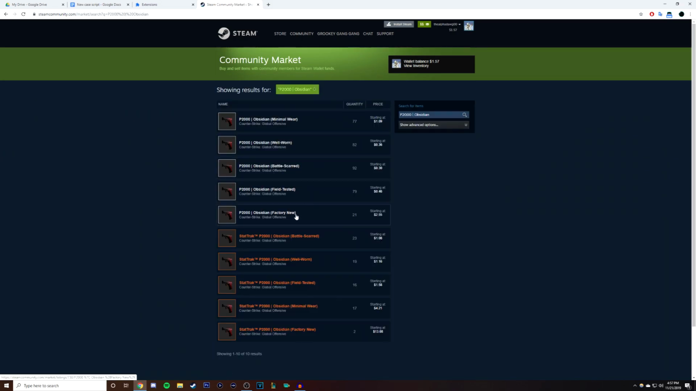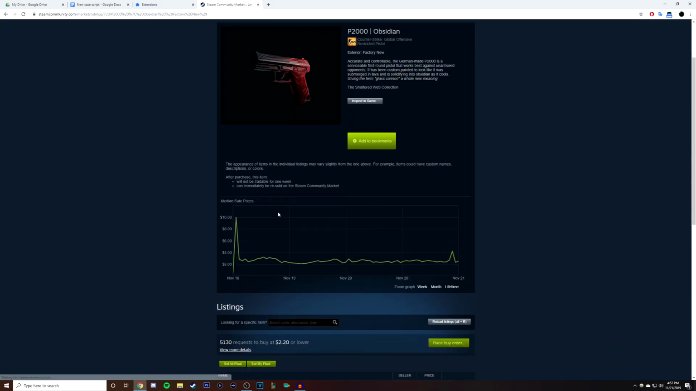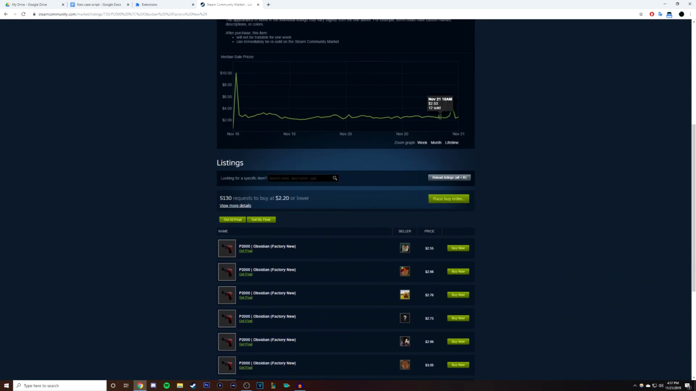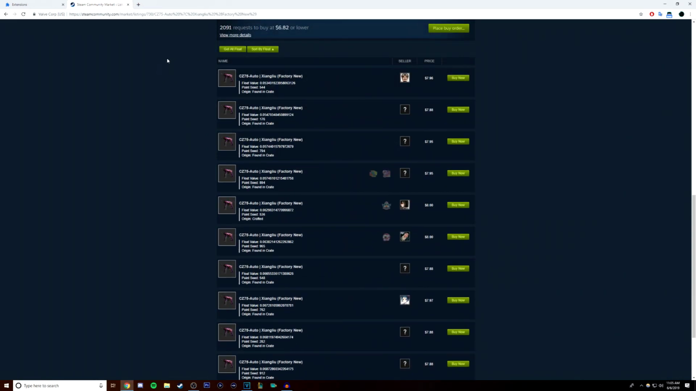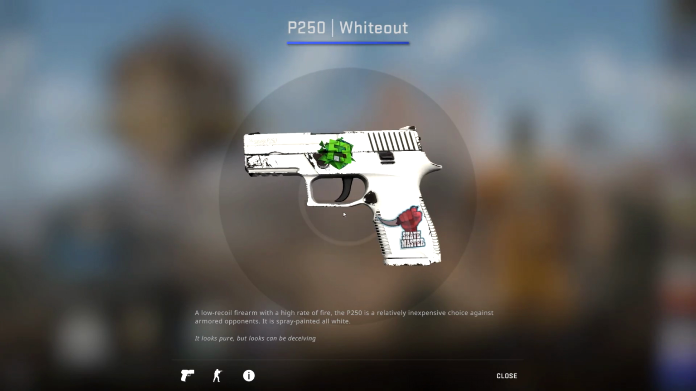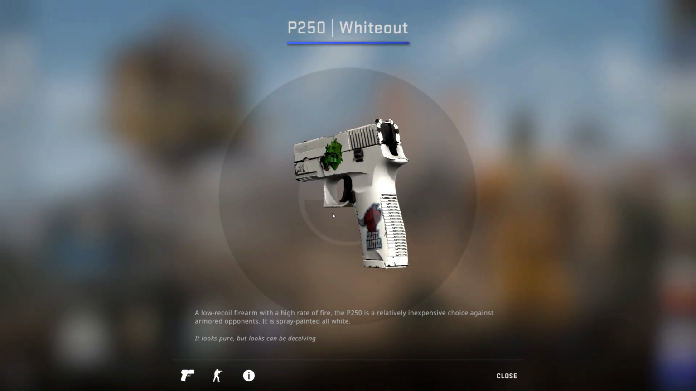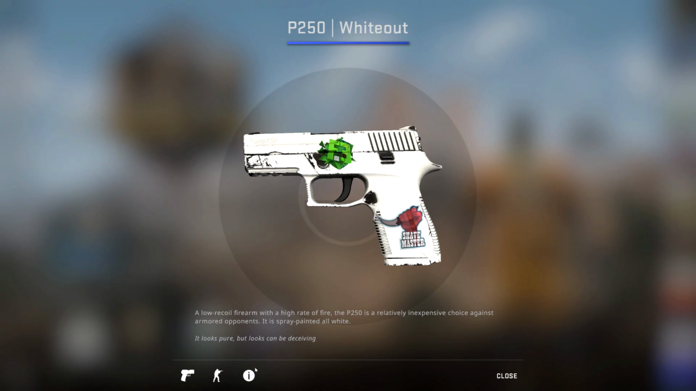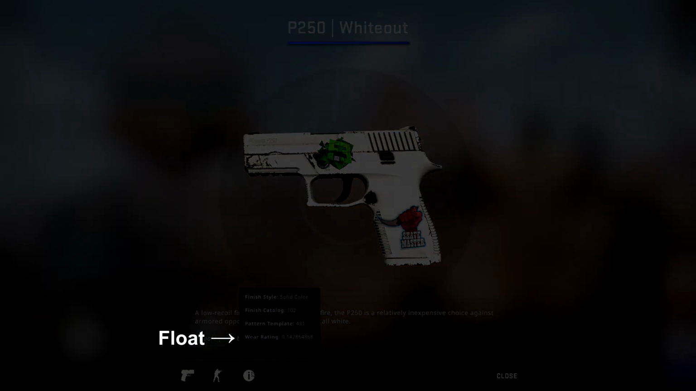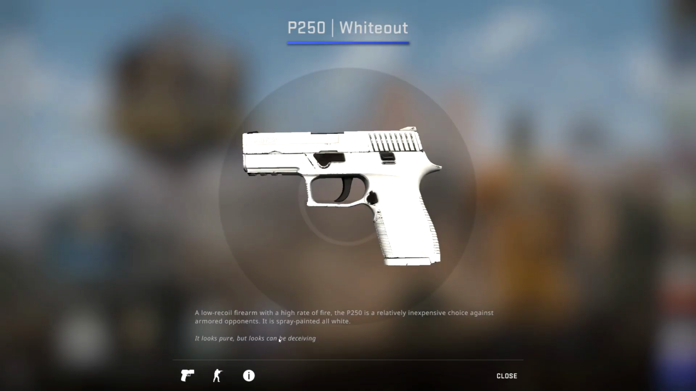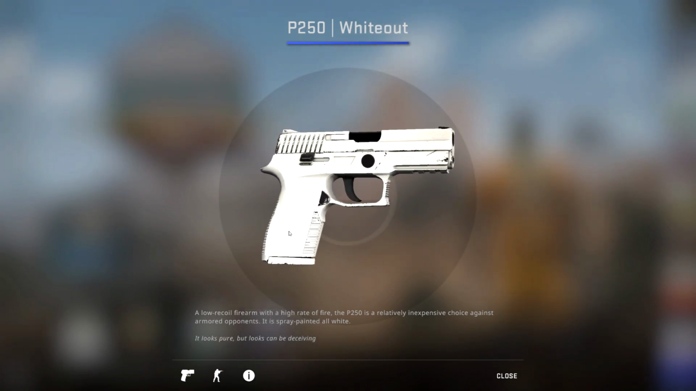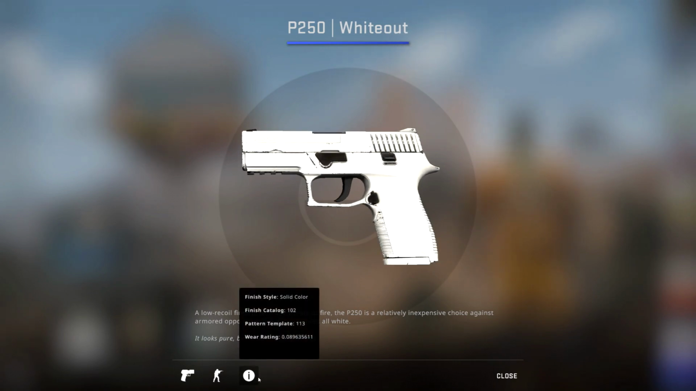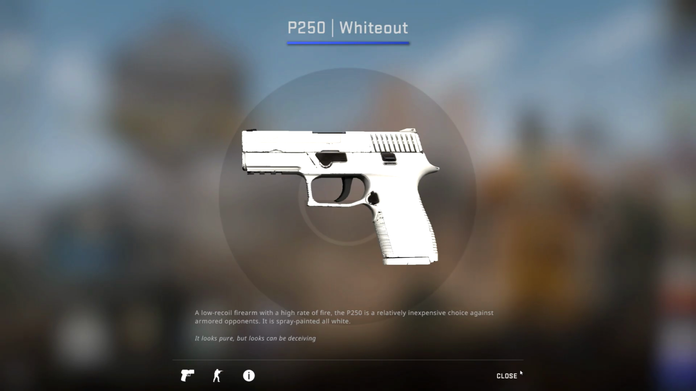A float is basically a number that each skin is given when it is unboxed that determines its wear. The closer the number is to 0, the nicer the skin will look in most cases. For example, this is a minimal wear P250 whiteout with a float of 0.142. Now this is a P250 whiteout minimal wear with a float of 0.089. It's the same skin, the same gun, with the same wear. However, the floats are different.